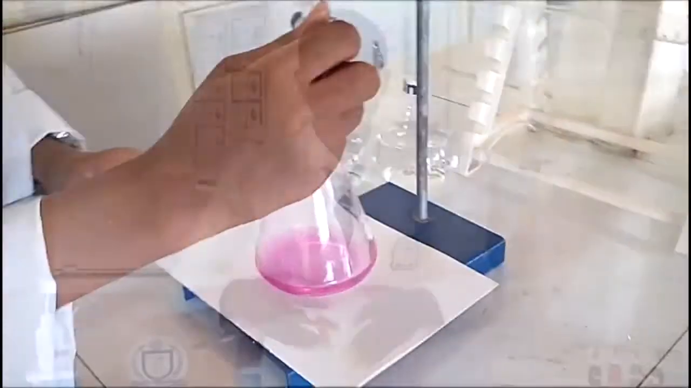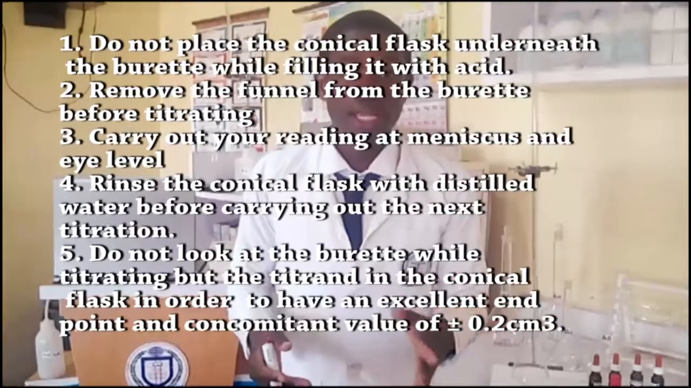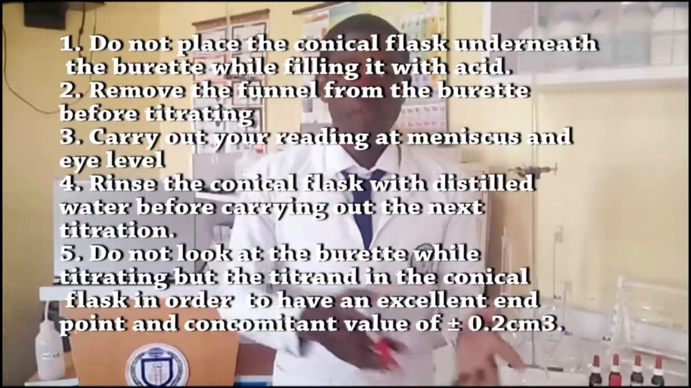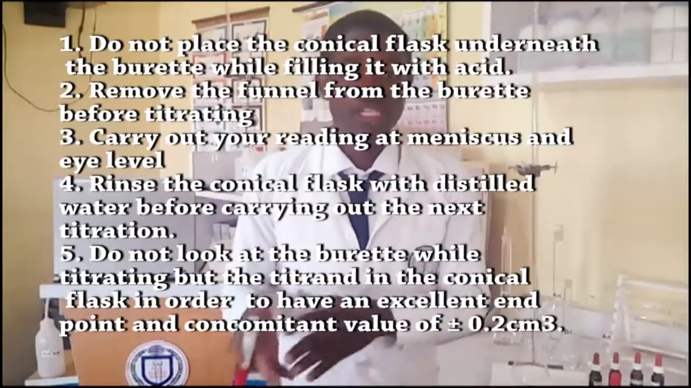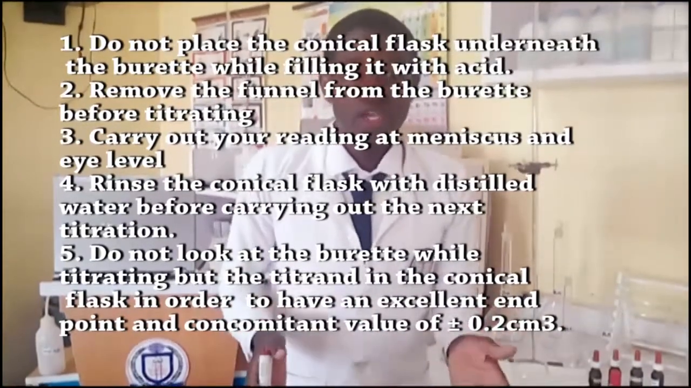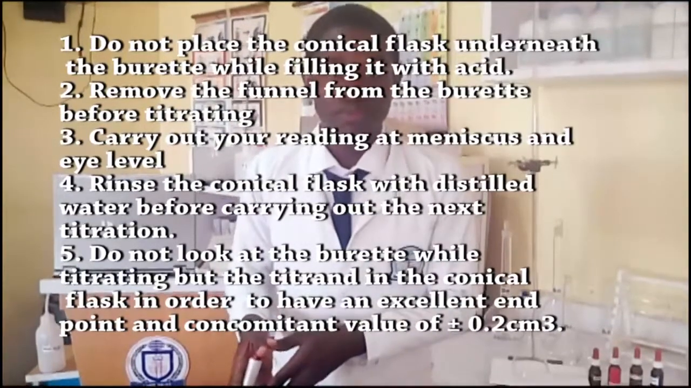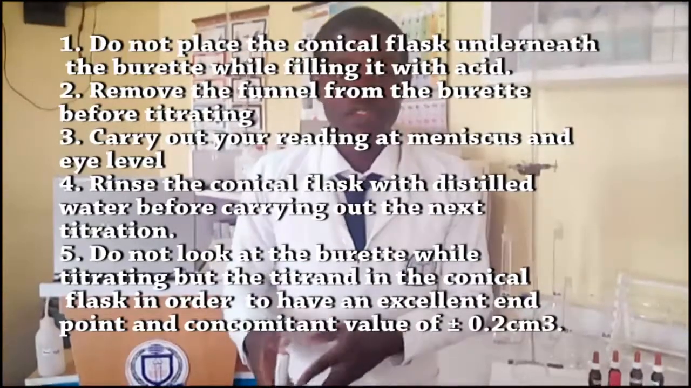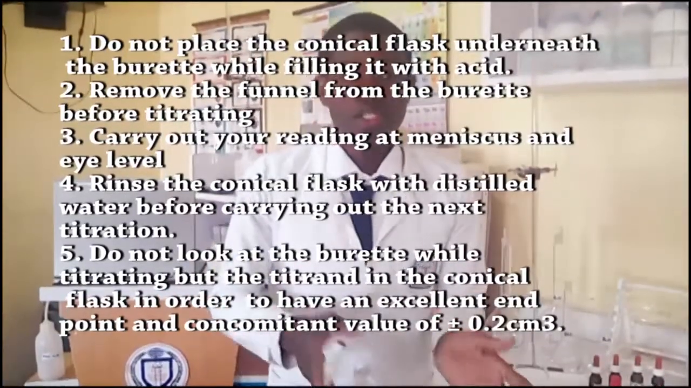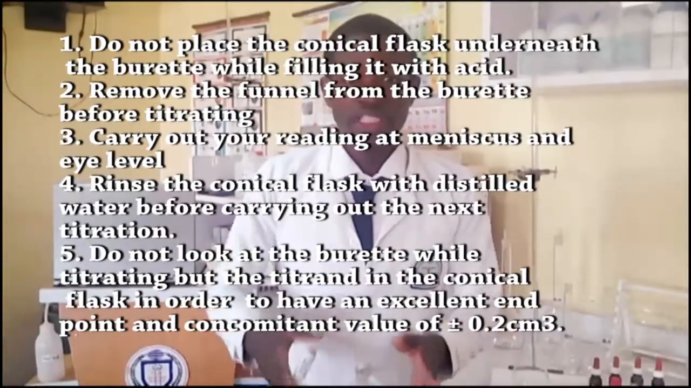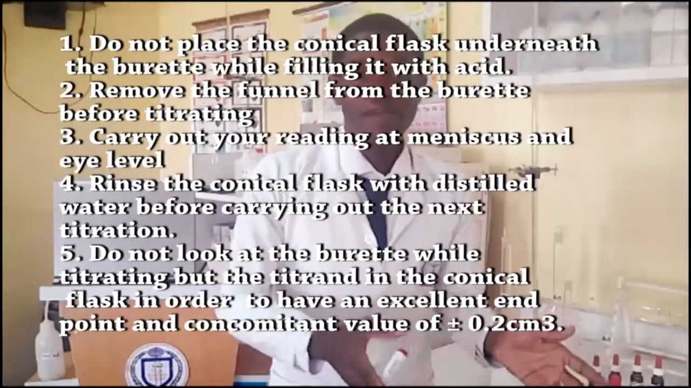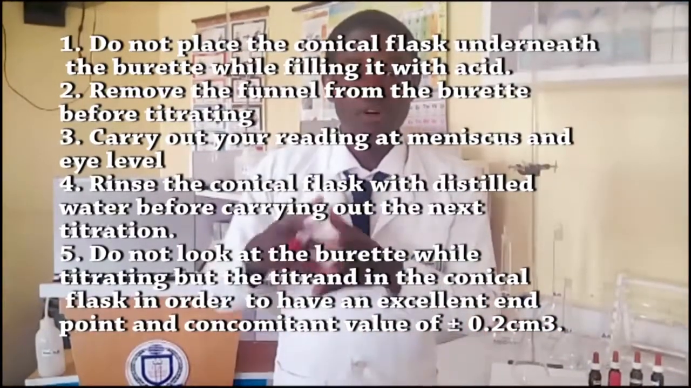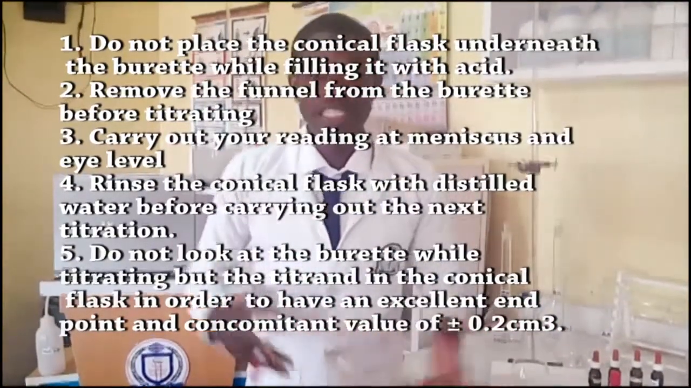It is good to observe the following precautions during titration. Do not place the conical flask underneath the burette while filling with the acid solution. Remove the funnel from the burette before titrating. Carry out your reading at meniscus and eye level. Rinse the conical flask with distilled water before carrying out the next titration. Do not look away from the burette while adding the titrant to the conical flask, in order to have an excellent endpoint and a concordant value of plus or minus 0.2 cm3.